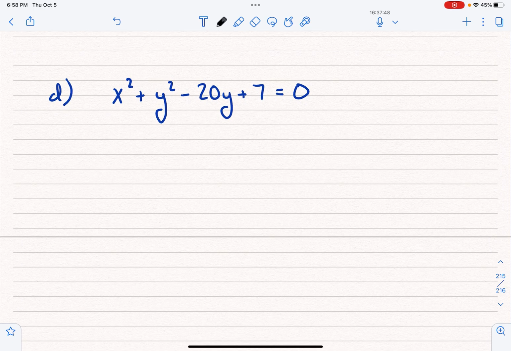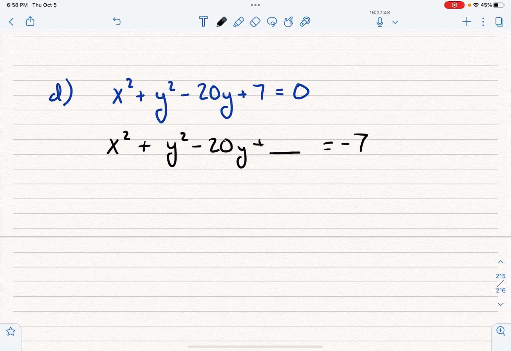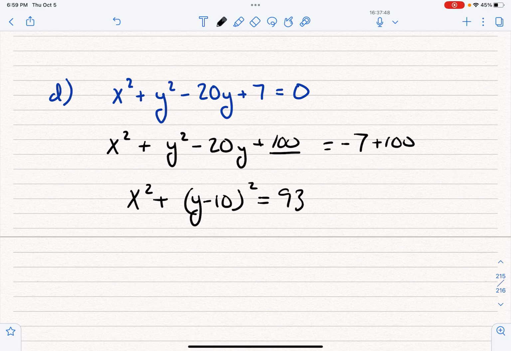Last problem. Look, something's missing. There's no x term. So that means x squared is all by itself. And you've got y squared minus 20y plus blank equals -7. Half of -20 is -10, squared. You get 100. Add 100 to this side. And we just get x squared plus (y minus 10) squared equals 93. So therefore the center is at (0, 10), and the radius is the square root of 93.